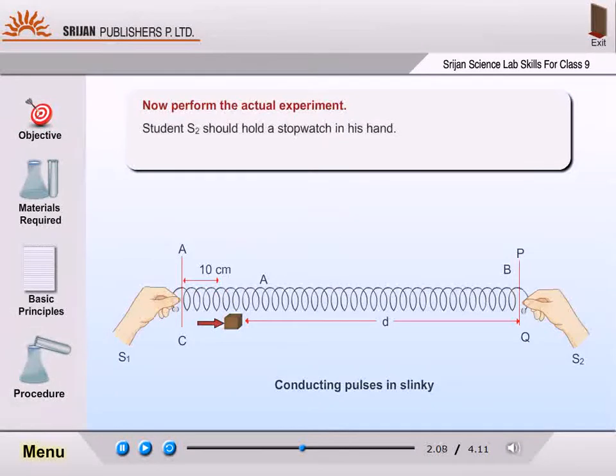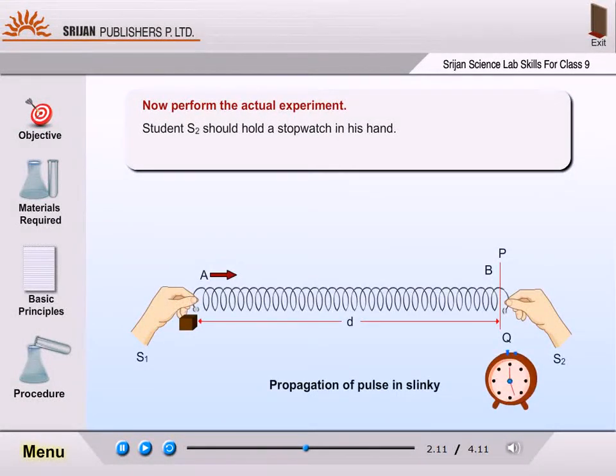Now perform the actual experiment. Student S2 should hold a stopwatch in his hand. Ask student S1 to generate a pulse and student S2 to watch the pulse travel. Record the observations.